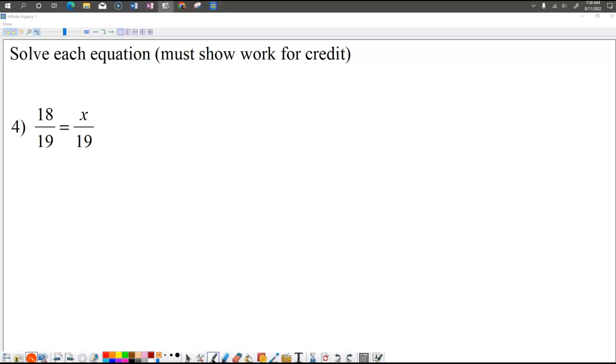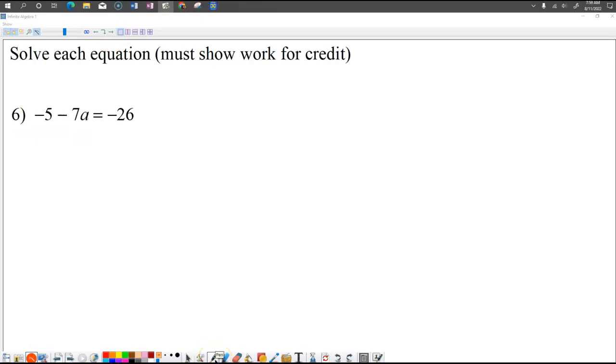On number 4 here, I want to get x by itself. So what number is with the x on the right side of the equal sign? Well, it looks like there's a 19 in the denominator. That means that 19 is dividing the x. So what's the opposite of dividing by 19? Well, that would be multiplying by 19. Okay? Now, these cancel each other out over here as well, and over here. So I'm left with 18 equals x, and we're good to go. Okay. Let's go ahead and move on to number 6.